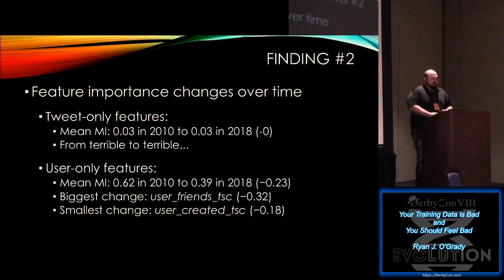The biggest change was in the user friend count. In 2010, your user friend count was a strong indicator of whether you're a verified account or not. In 2018, that's no longer the case. What this research doesn't do is try and answer why these features changed in the way they did, but that would be good future research.